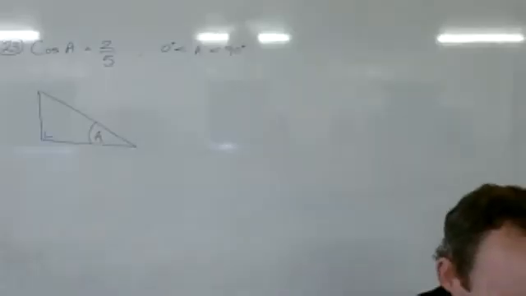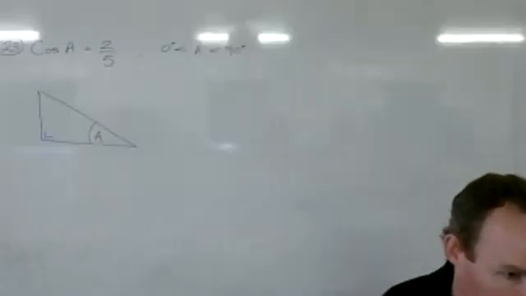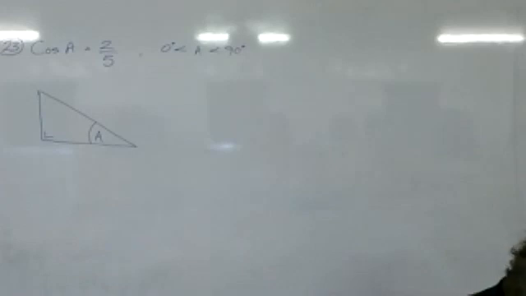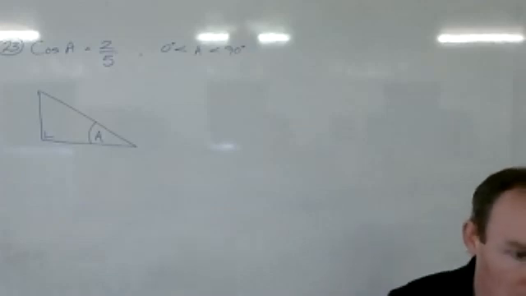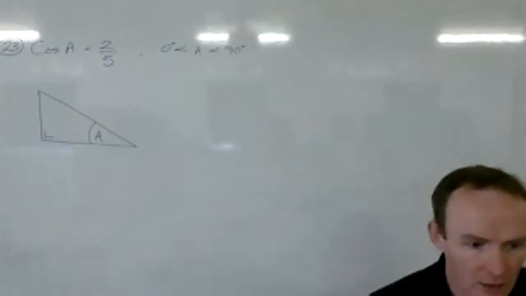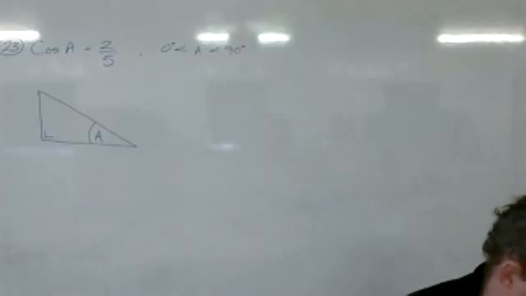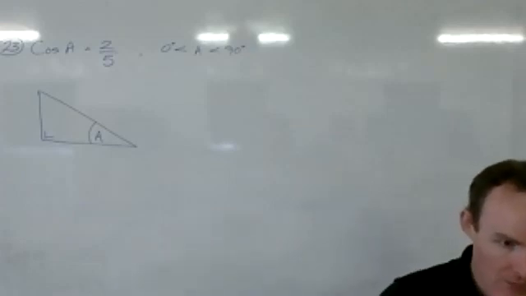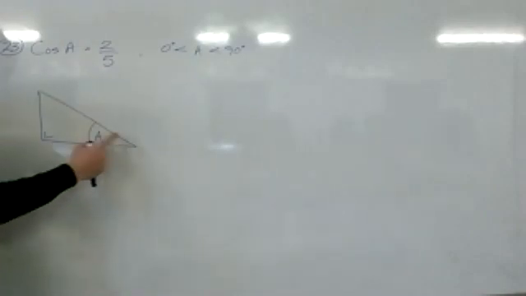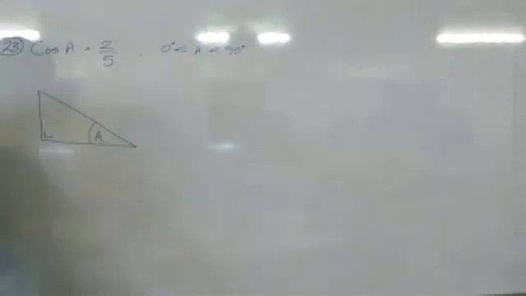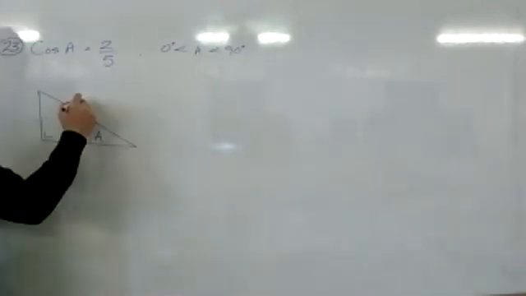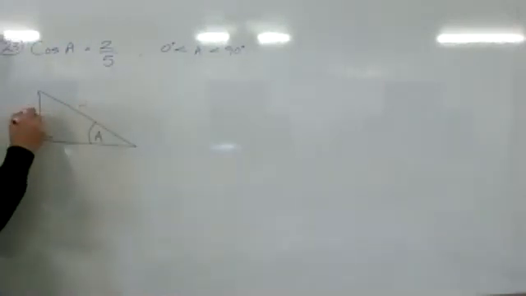Okay, so marking cos A, cosine A, for A between 0 and 90 degrees, we can draw a triangle. When we draw the triangle, we label the hypotenuse, the opposite and the adjacent.